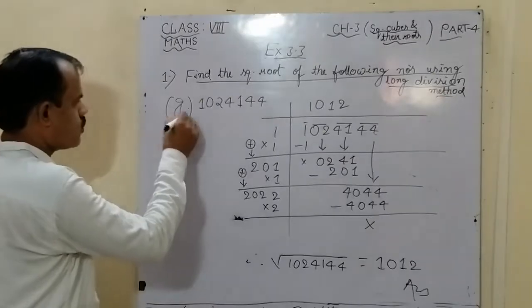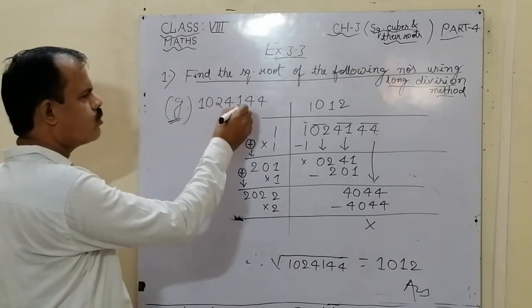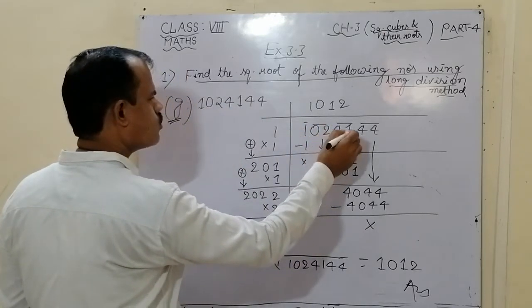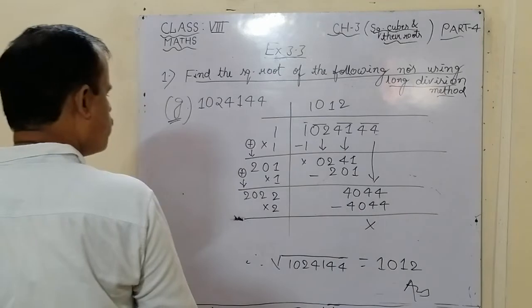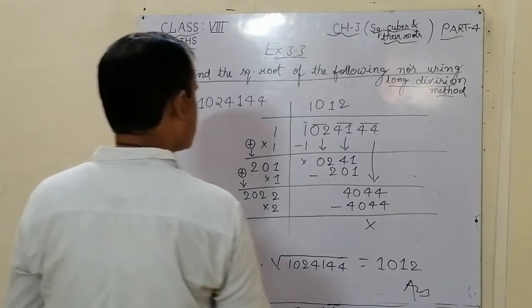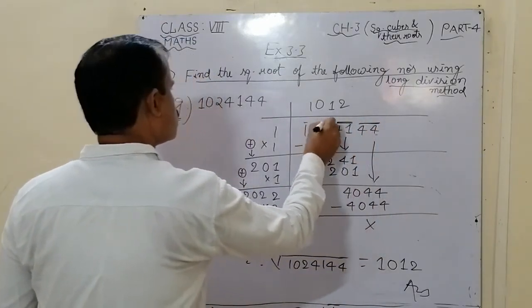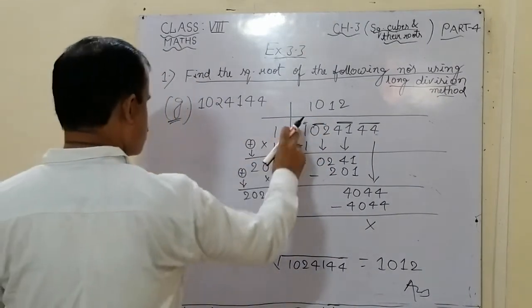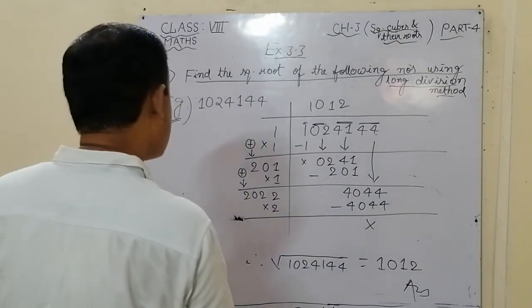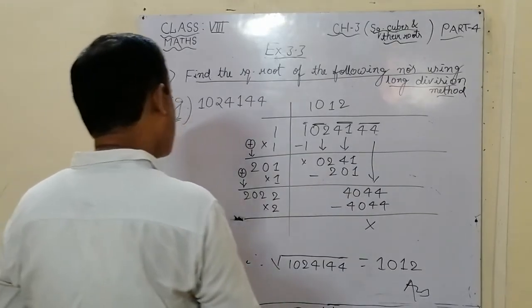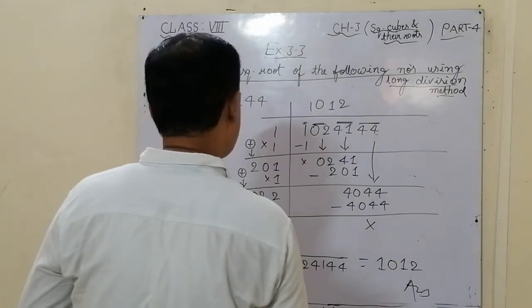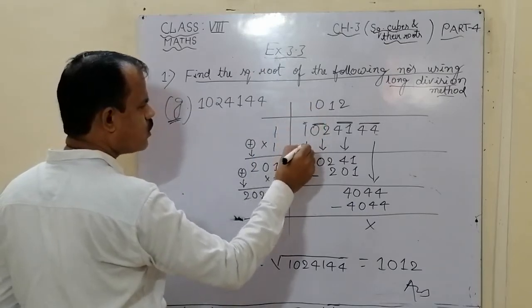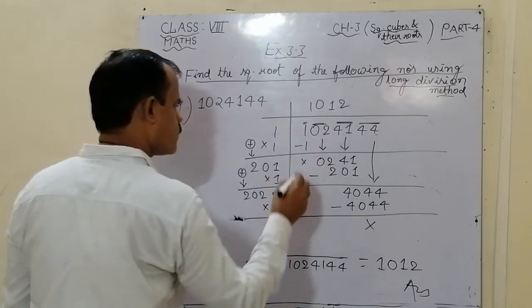Yes, students, see one more part, G part, 1024144. So first we write this number here. Now we have to make pairs of digits starting from the right: 44, 41, 02, 1. Now you have to consider the first pair. First pair is 1. So we have to select a divisor whose square is less than 1 or closer to 1, that is 1. 1 into 1 is 1, 1 minus 1 cancels.